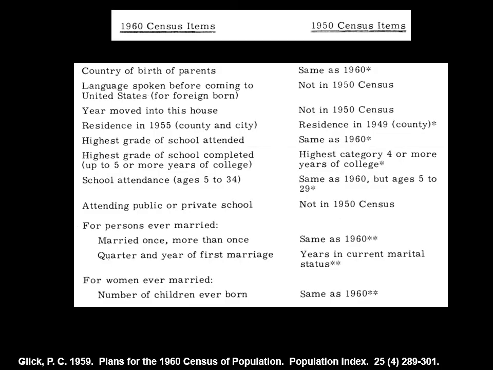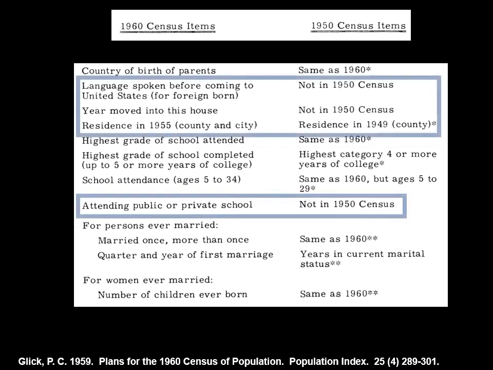So let's look at a continuation here, and we'll look at a number of things that were not in the 1950 census, and you can see that as well. Year moved into this house, that's an interesting question. Attending public or private school, that's a new one, in 1960. And of course, you can stop this presentation to take a look at these tables in more detail.